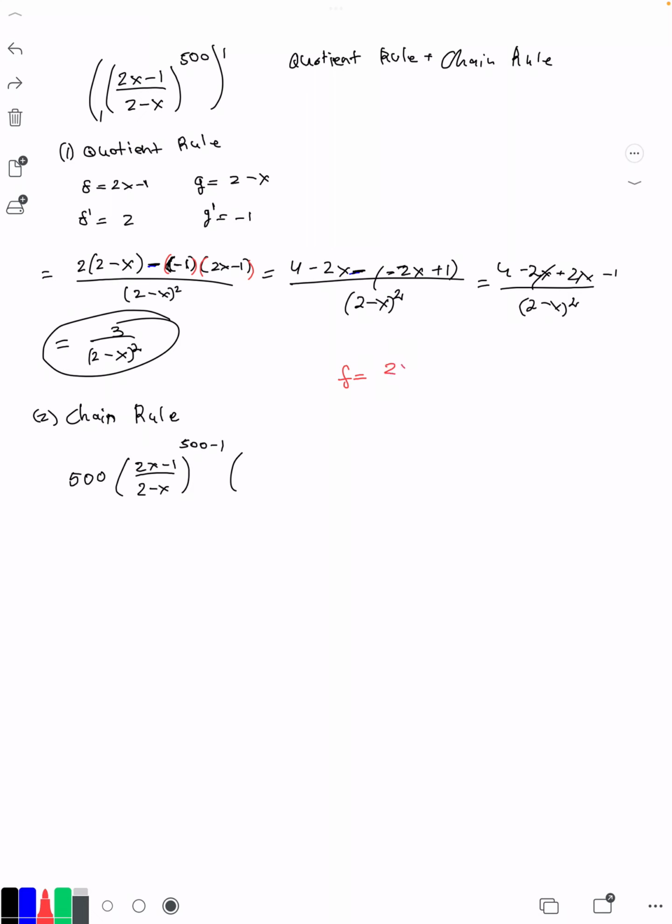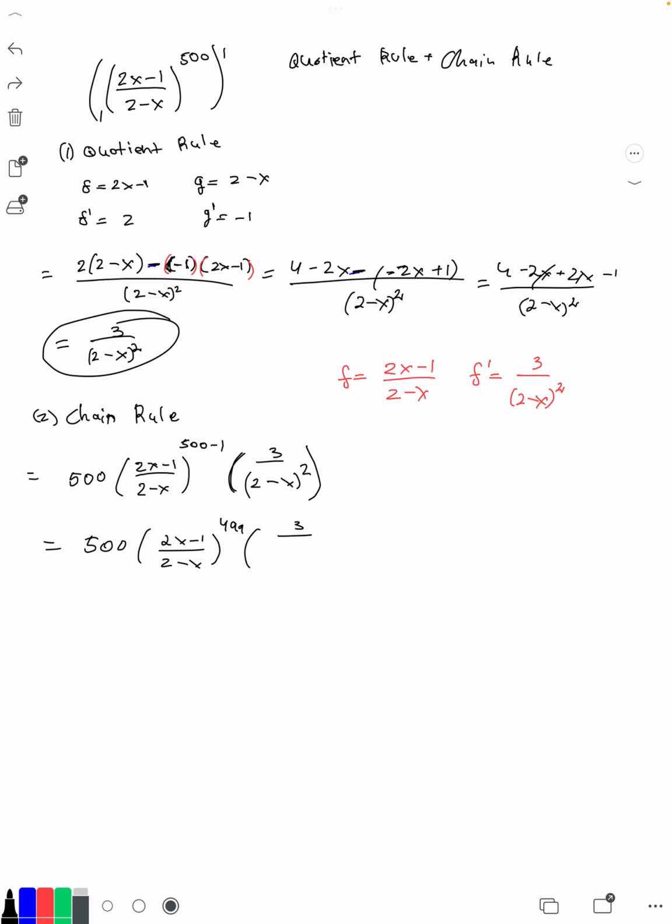So just to write it down, f is equal to 2x minus 1 divided by 2 minus x. F prime means 3 divided by 2 minus x to the power of 2. So we're going to write here 3 divided by 2 minus x to the power of 2. So we have 500 multiplied by 2x minus 1 divided by 2 minus x to the power of 499. And all that is being multiplied by 3 divided by 2 minus x to the power of 2.